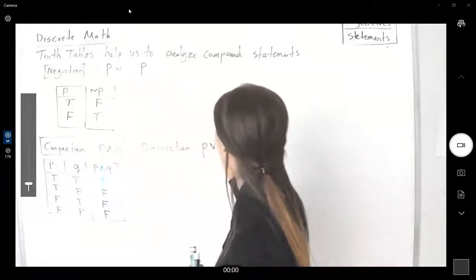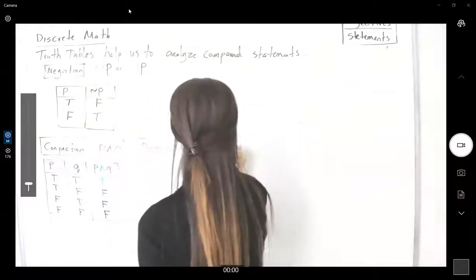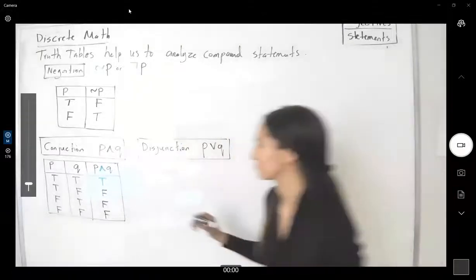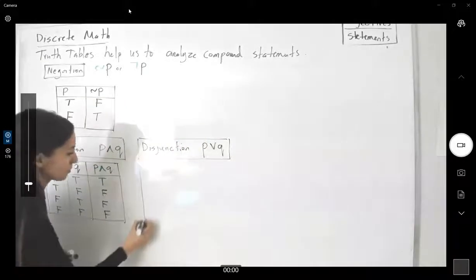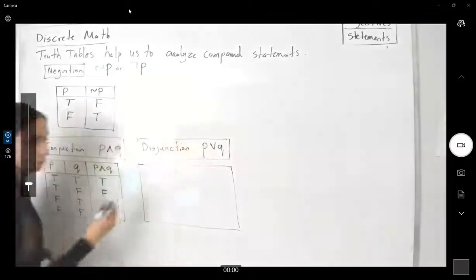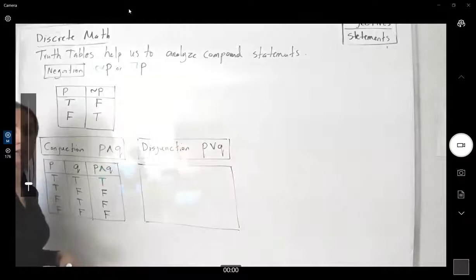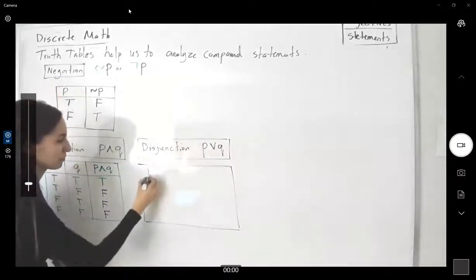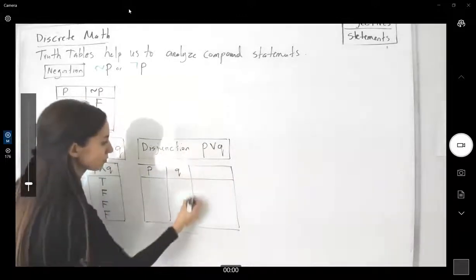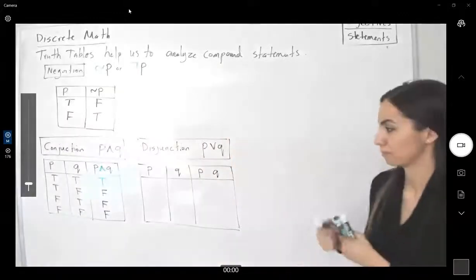P or Q. What if we have or? How do we define the truth table for or? Let's take a look at this. We have two statements, P, Q, so we get four combinations, 2 to the second power. P, Q, P or Q.